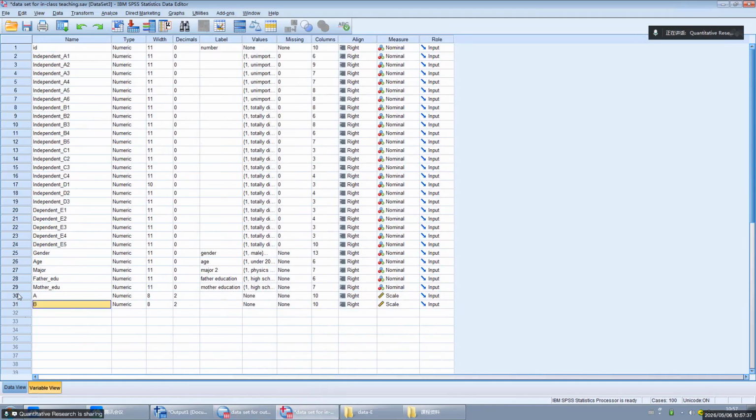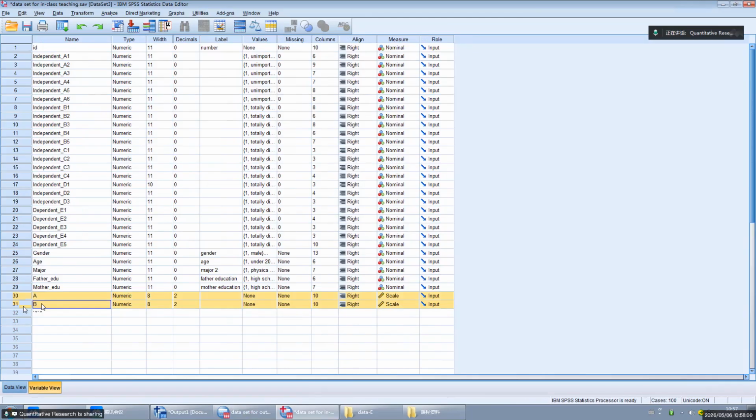Now you have mean scores for A and B. You complete the mean score after class because we are going to use them afterwards. So now I want to examine gender differences in A.